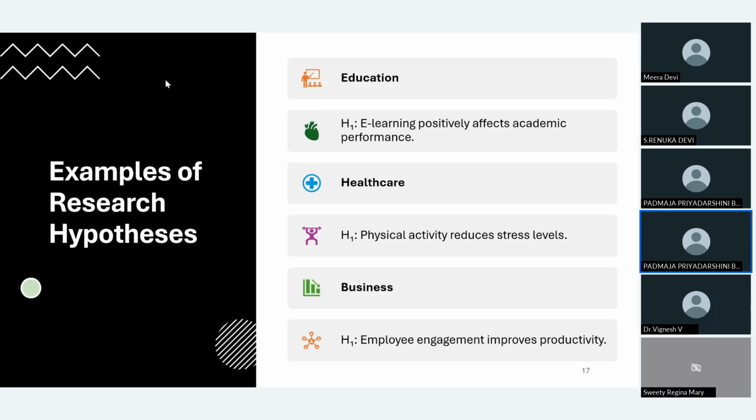When I talk about healthcare, physical activity reduces stress level. So this can be a research hypothesis from the dimension of healthcare. When I talk about a business perspective, I can say employee engagement improves productivity. This is again an interesting example of a research hypothesis from the business side.